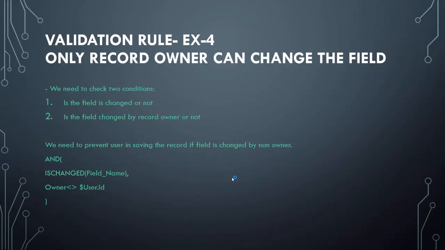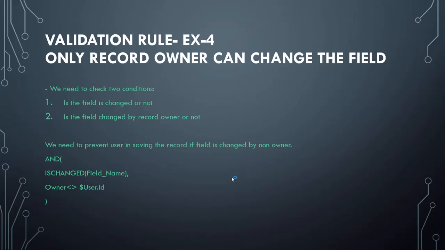And scenario 4: only the record owner can change the field. If we look at the problem again, we need to check two conditions here. Is the field changed or not? Is the field changed by the record owner or not? We need to prevent the user from saving the record if the field is changed by a non-owner. So we have to include these two conditions in the AND operation. It will evaluate both conditions, and if both are true, we have to prevent the user from saving the record, otherwise it will allow the user to save the record.